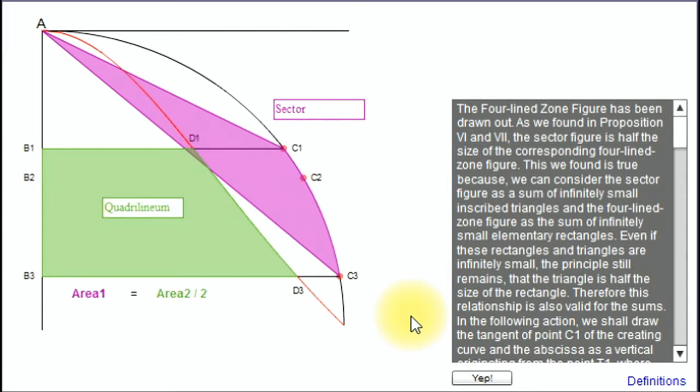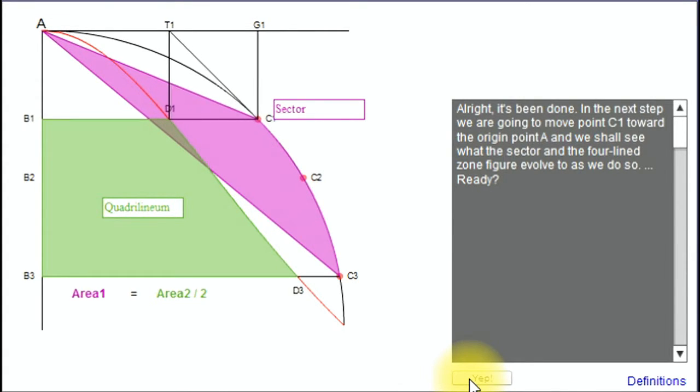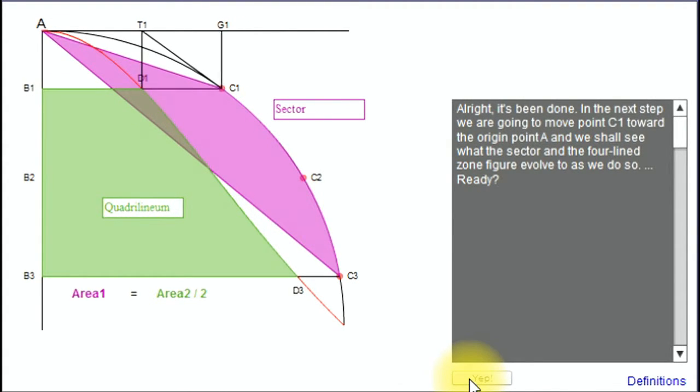And now Leibniz is making a transition in order to generate two other areas concerning the circle and the resecting figure, which he wants to prove are subject to the very same relationship and the very same principle.